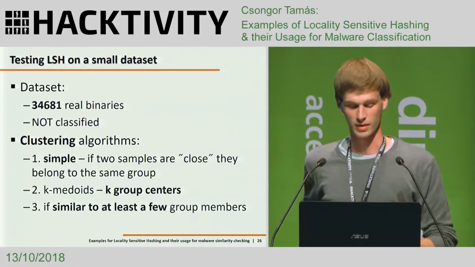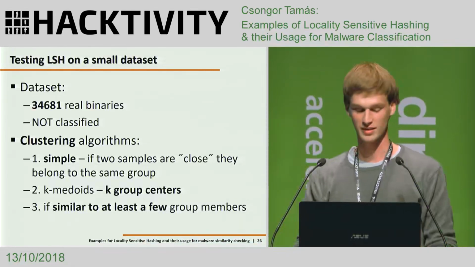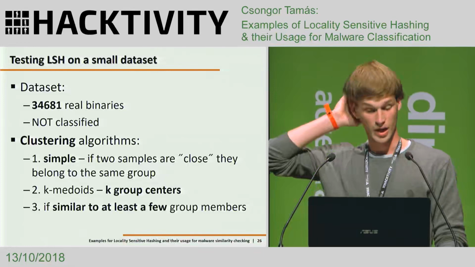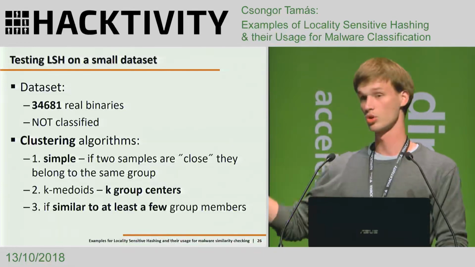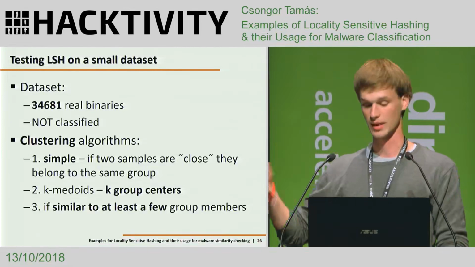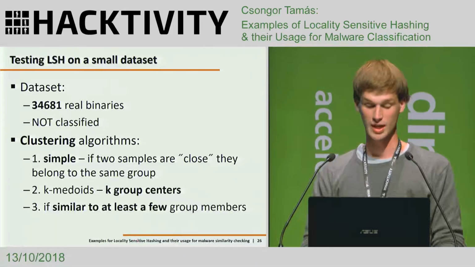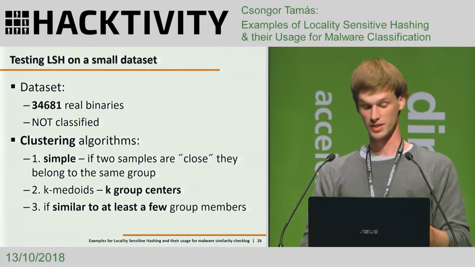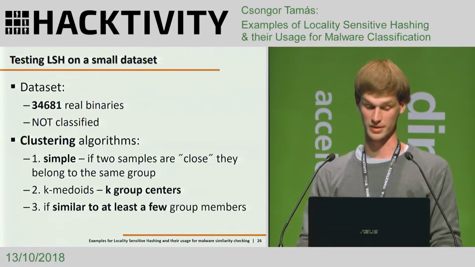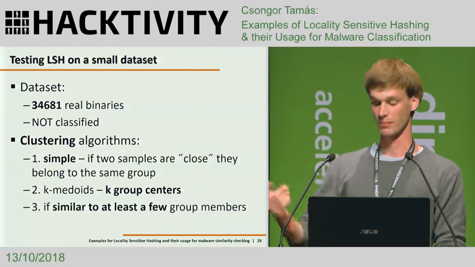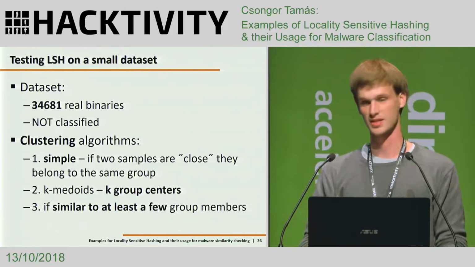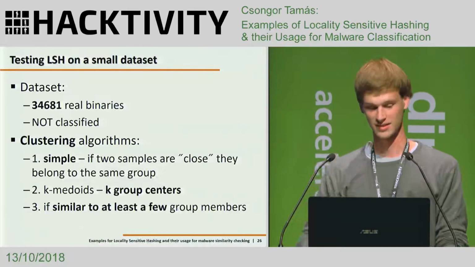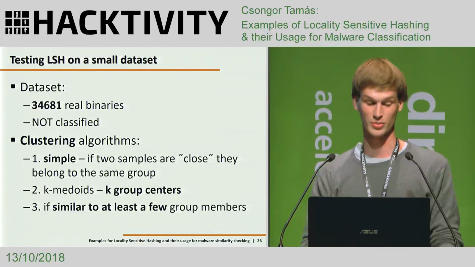I'm not going to describe them all, but I'm going to mention the third one because that was the most effective. If there were some groups already created and a new file came up and a new digest was generated, then this file was inserted in this group if it was close to at least a few members of the group. One closeness to a sample is not enough, as I found out, because then one gigantic group was created with like 20,000 files and another 20,000 groups with only one sample in them.